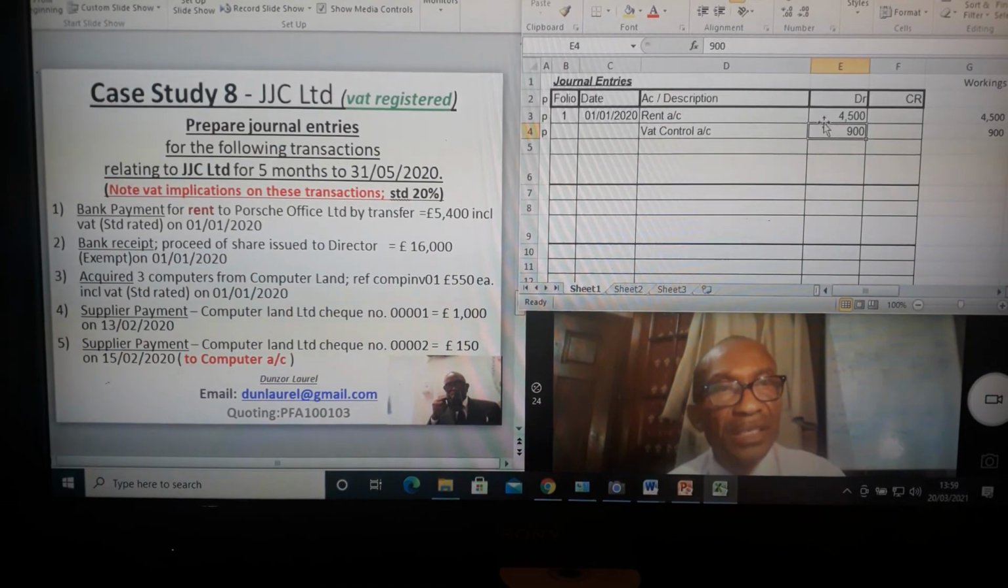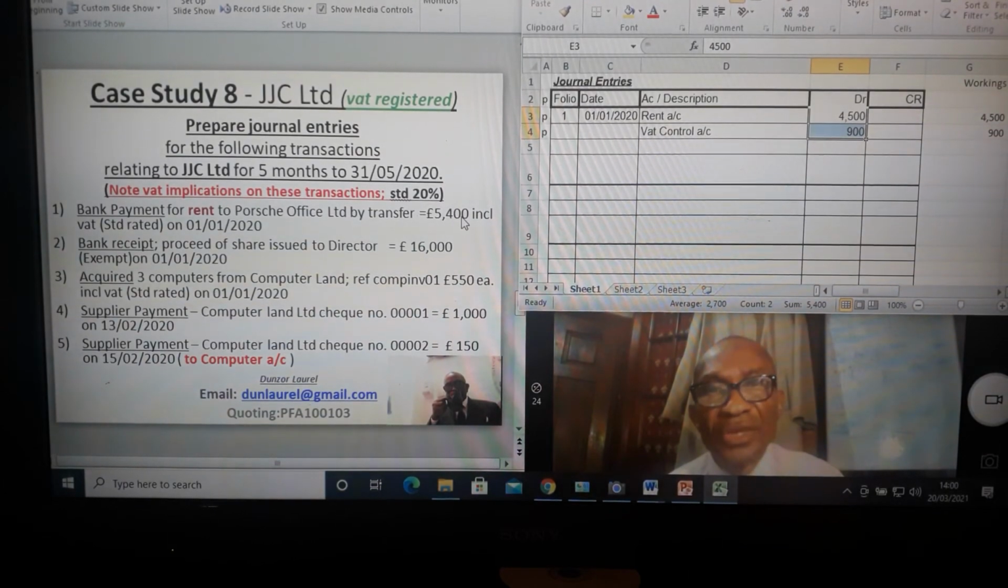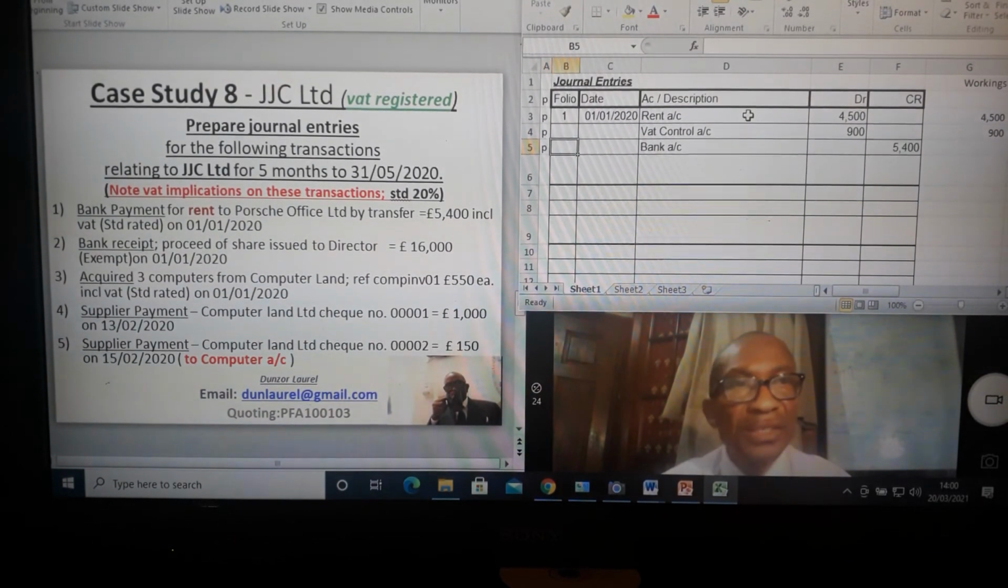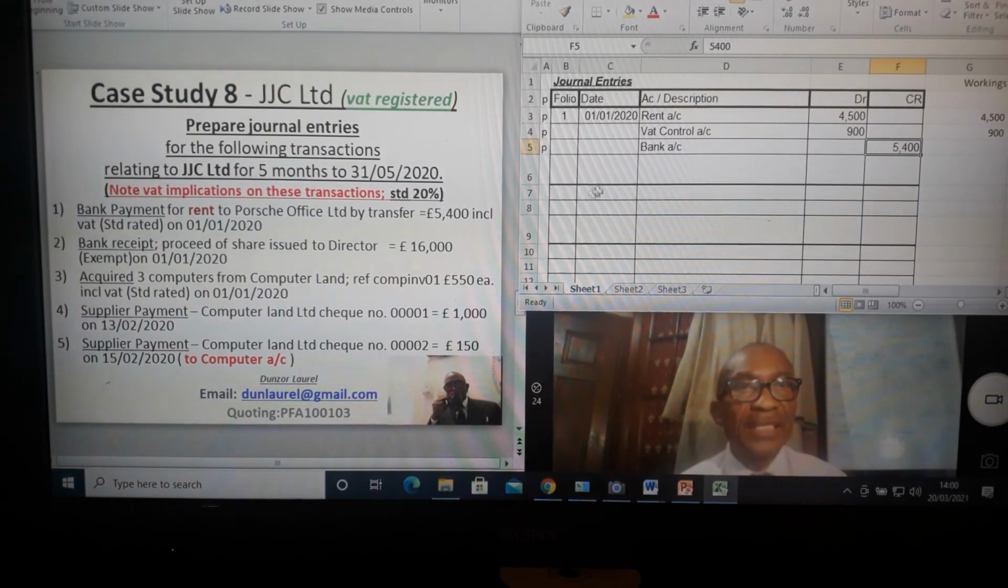As I said, in a journal entry every debit must have a corresponding credit. So these two items here are all the debits I need to post. And if you look at my Excel sum here, the total of these two is 5,400, which is the gross amount given here. So I will now post the gross amount, 5,400, to my bank account. That is how the debit has equaled the credit.